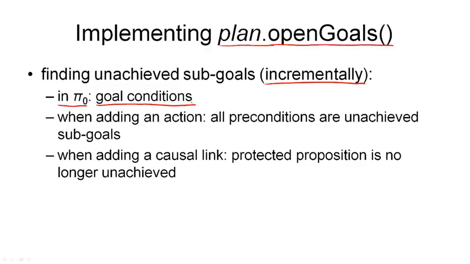Then we have to modify this set when we do one of two things. When we add an action to the plan, we have to add all the action's preconditions as unachieved sub-goals to our set. So we increase the set of unachieved sub-goals every time we add an action to our partial plan. And when we add a causal link, we decrease the set of unachieved sub-goals. And we decrease it by the proposition that is now protected in this causal link and is no longer unachieved. This precondition of an action is now supported by a causal link and is no longer an unachieved sub-goal.